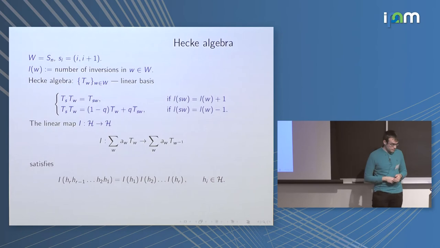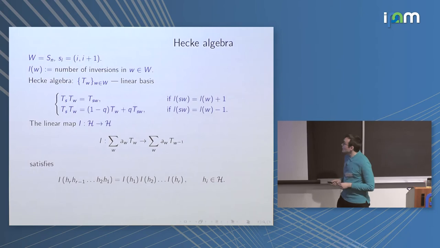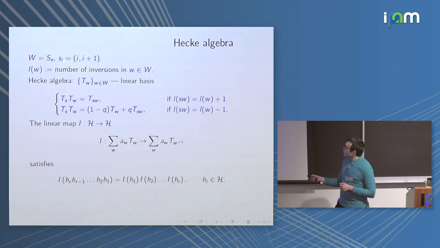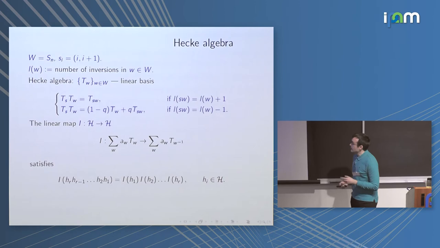We have Hecke algebra, so this construction works for an arbitrary Coxeter group, but let me run this for just the symmetric group Sn. Then we have certain specific generators Si, which are nearest neighbor transpositions. Then the length of a word in this group is just the number of inversions in the symmetric group. And the Hecke algebra has a linear basis, which is labeled by elements from the group.